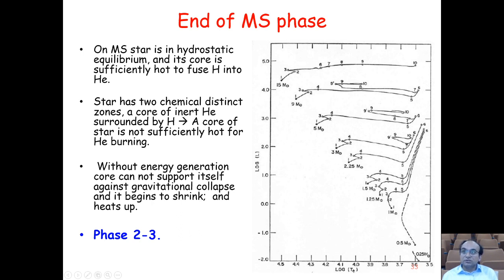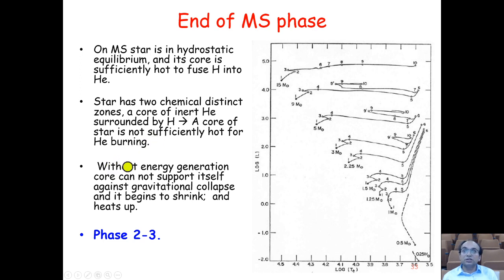Second thing, on the main sequence, the star is in hydrostatic equilibrium. As we discussed, the star has already reached hydrostatic equilibrium, and its core is sufficiently hot to fuse hydrogen into helium, because you already have a million degrees Kelvin there. So the star has two chemical zones: a core of inert helium, because hydrogen is converted to helium, surrounded by hydrogen. The core of the star is not hot enough to fuse helium, because the temperature is still 10 to the power 6 degrees Kelvin, a million degrees Kelvin. To fuse helium, you need approximately 10 to the power 10 degrees Kelvin.